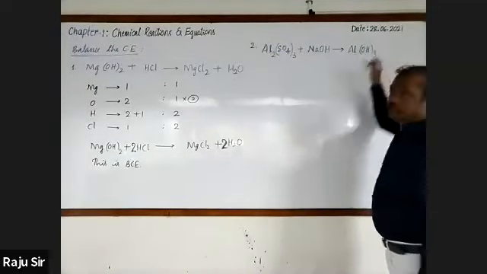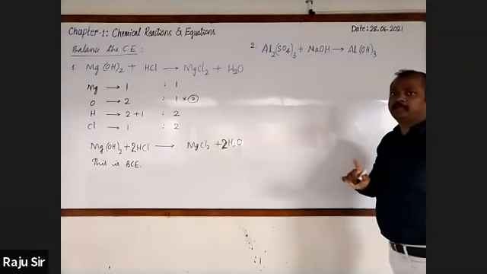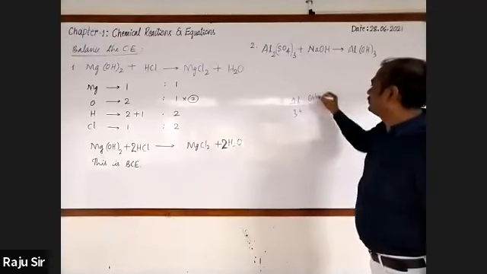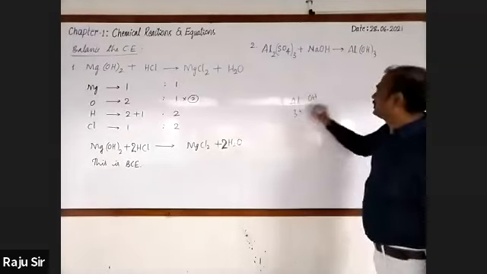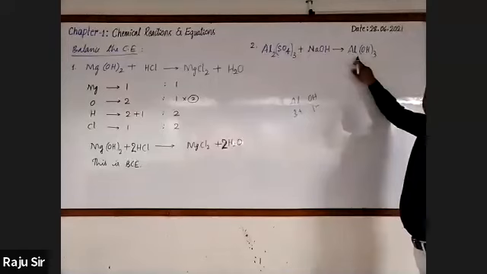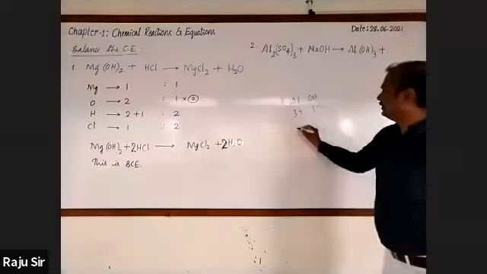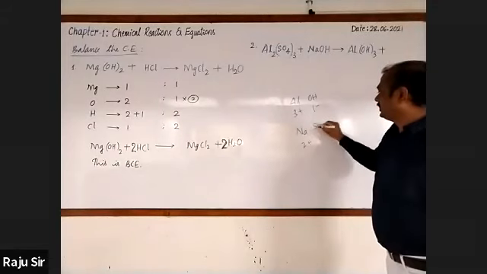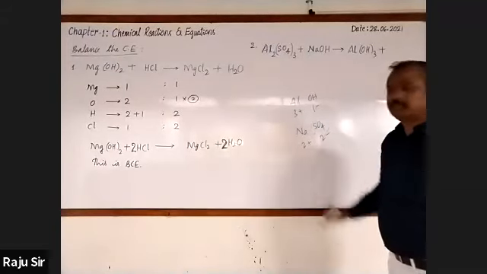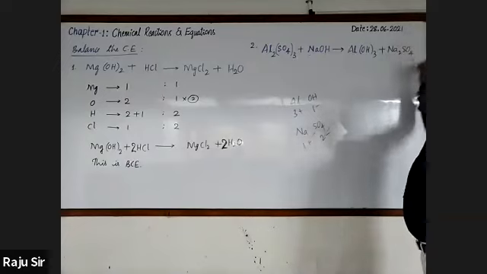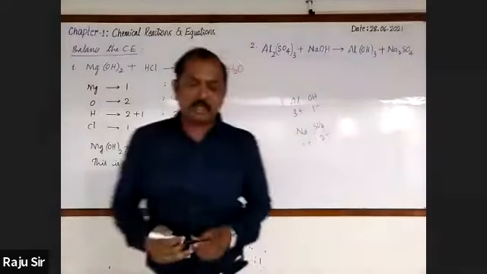Al(OH)3. Formula should be written properly. Al(OH)3 because Al 3 plus, OH 1 minus. Crossing over charges, you get Al(OH)3 plus sodium sulfate, Na 1 plus, SO4 2 minus. Crossing over charges, you get Na2SO4.